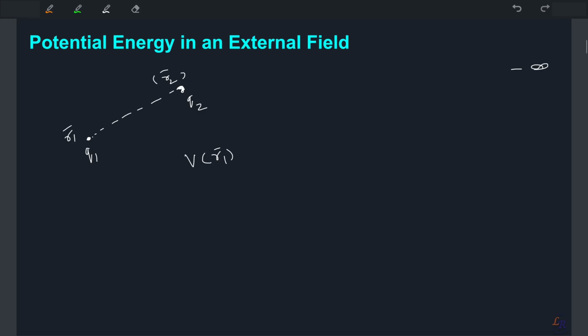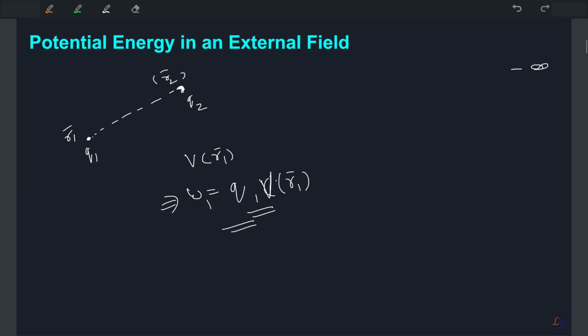So when you bring the first charge itself, you have to do some work, and that work will be Q1 times V at that position vector. Earlier it was 0, but now we already have a potential, an electric field, there, so work has to be done, and that work would be equal to this. As per the definition, this would be the potential energy at that point for the charge Q.